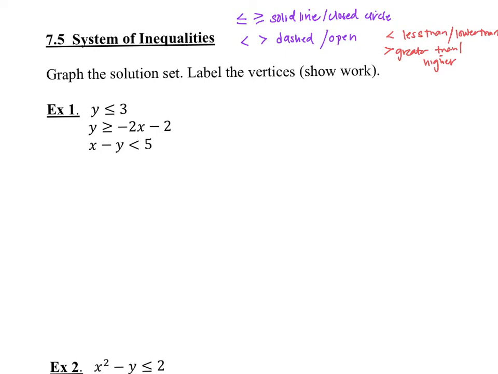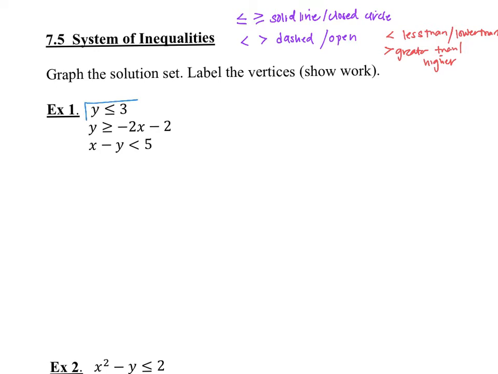Because we're going to end up calculating the vertices anyways, your graph can be a fairly accurate sketch. I don't have graph paper, so your graph can be about as accurate as mine is. So there are three inequalities here. I'm going to graph all three, and then I'm going to find a solution set. The solution set is the overlapping region of all three inequalities.